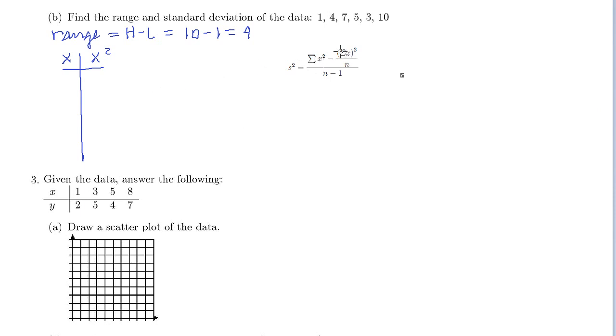So in order to do that, we need the sum of the x's and the sum of the x squares. Now you can do this in your calculator using stat and one variable stats, and that's fine. So we've got our values here of 1, 4. Let me go ahead and put these in increasing order here. So we had 1, 3, 4, 5, 7, 10.